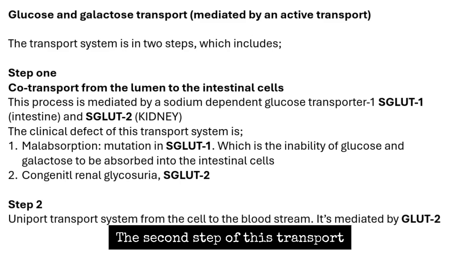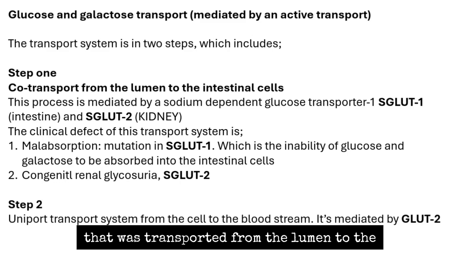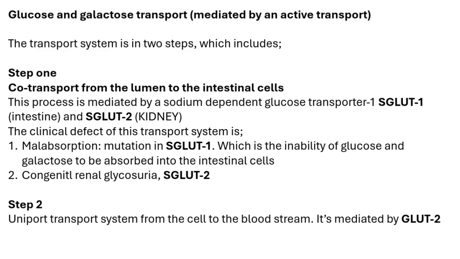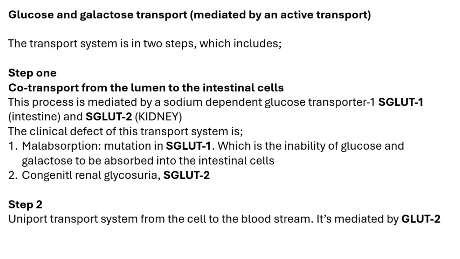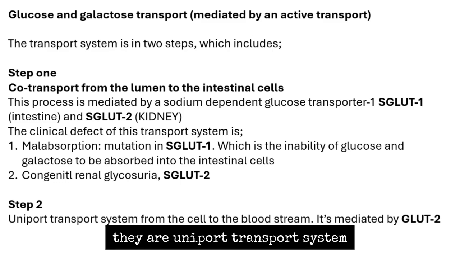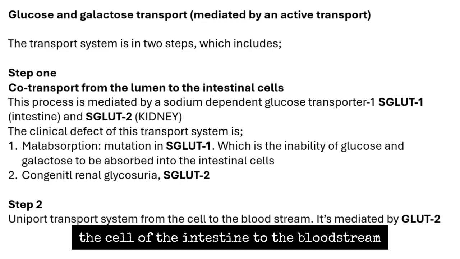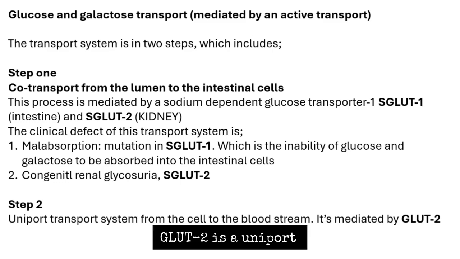The second step of this transport or absorption is by which those products that were transported from the lumen to the intestine are carried from the intestine to the what? Bloodstream. So the particular transport that carries these products is uniport, while the first one is co-transport. The second one is a uniport transport system. Now this uniport transport system is from the cell of the intestine to the bloodstream, and it's mediated by GLUT2, and it's a uniport. GLUT2 is a uniport.